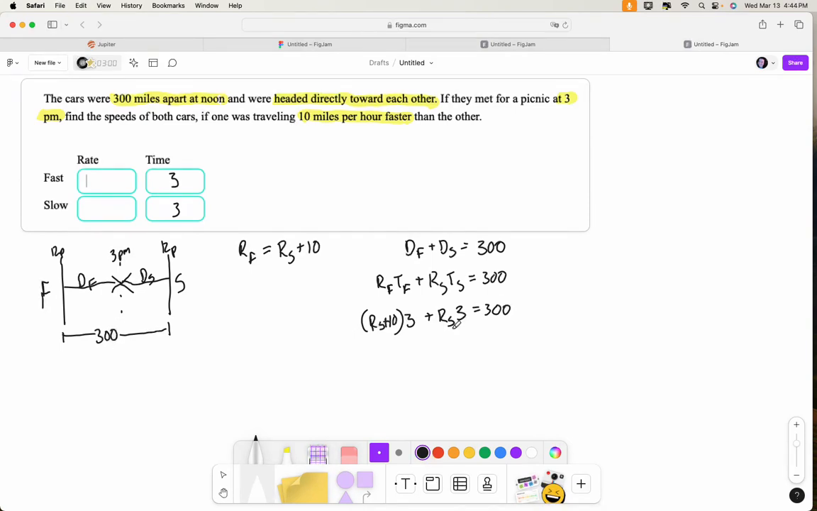So from here, you should be able to distribute, get rid of your parentheses, distribute, add like terms, and then solve for the rate of the slower car. When you find the rate of the slower car, put it in here and add 10 to it, and that'll be the rate of the faster car.